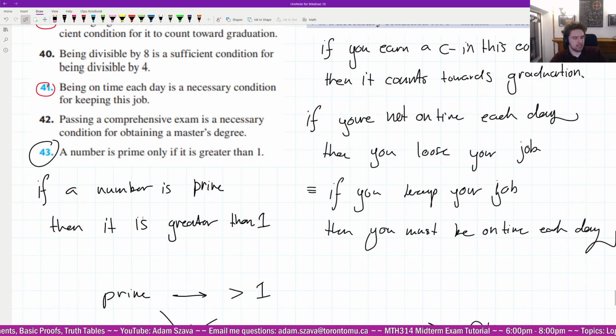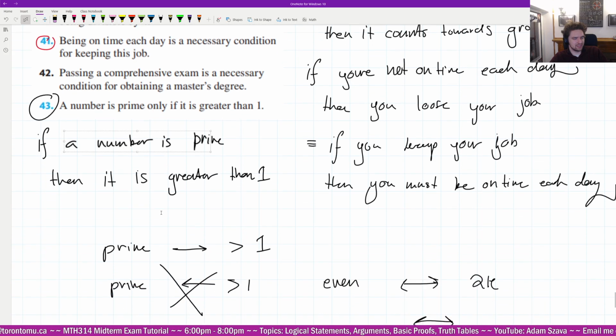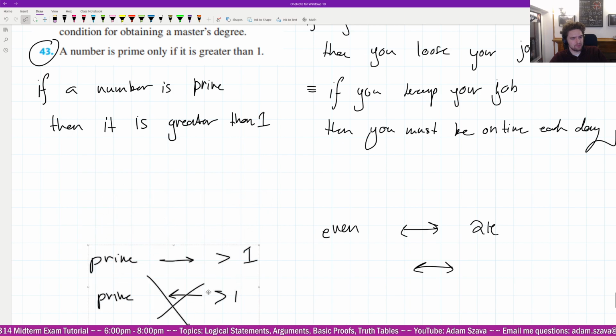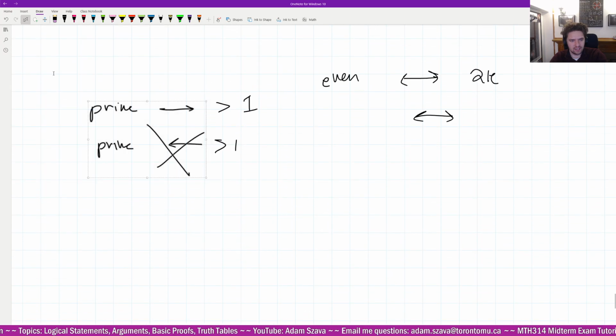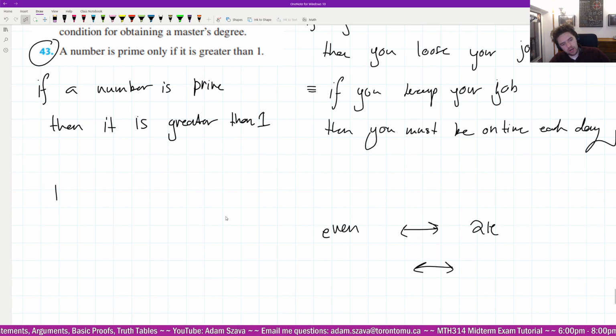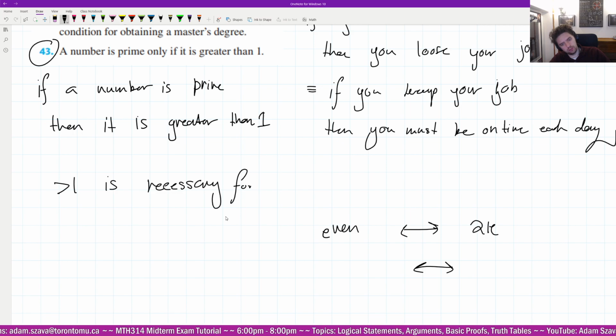But what would it be in this case? I mean, we would say that a number being prime is sufficient to say that it's greater than 1. Right? And the other way around too, I guess. I have to draw it, so I can't just say it in my head. Doing a weird thing. Let me just fix it. There we go. Let me move this here. So prime is sufficient. No, greater than 1 is necessary for being prime. Okay. That's correct. So being greater than 1 is necessary to be prime.